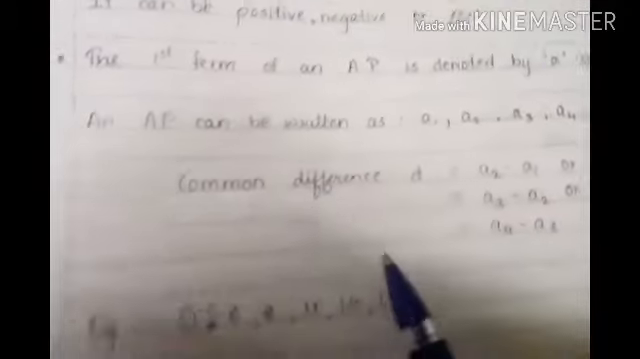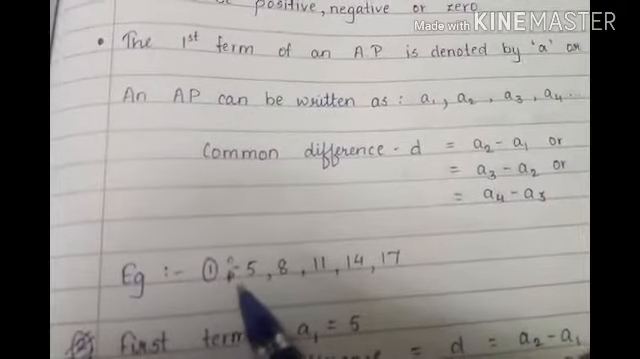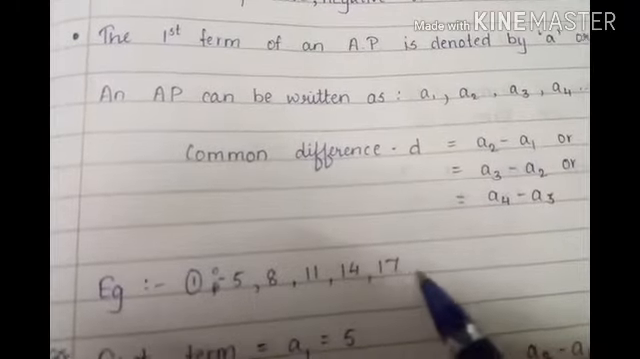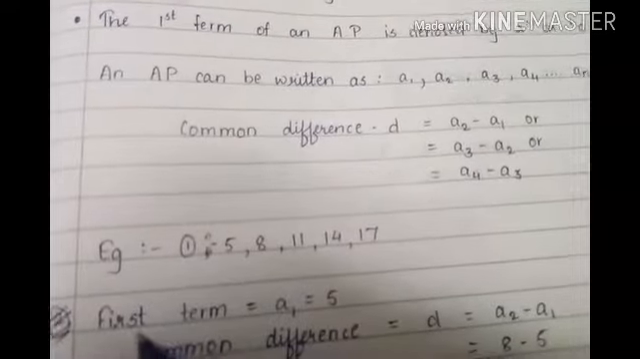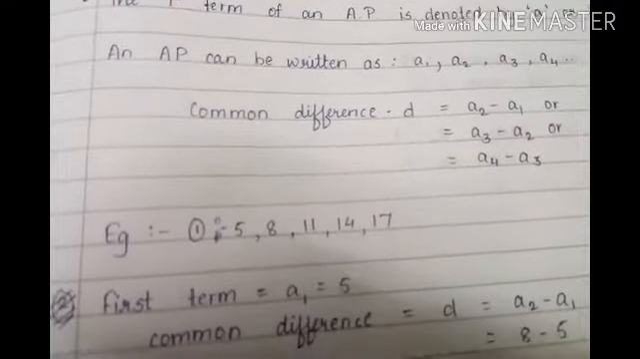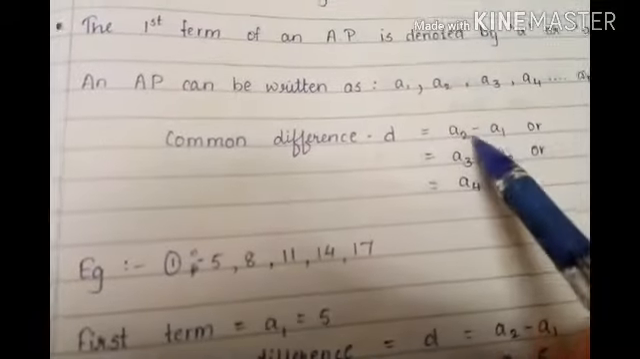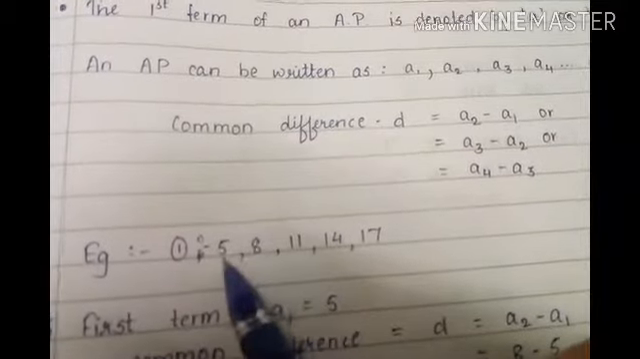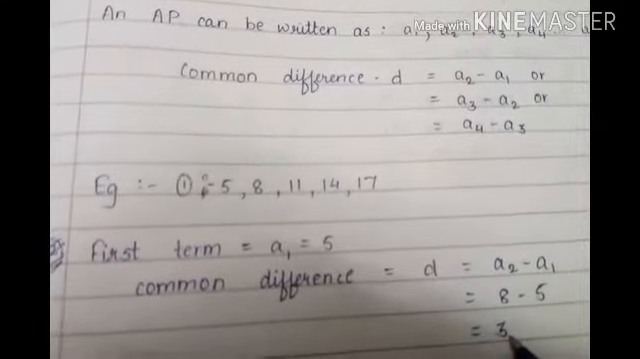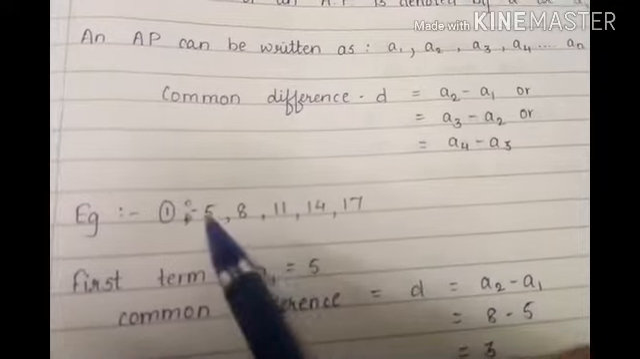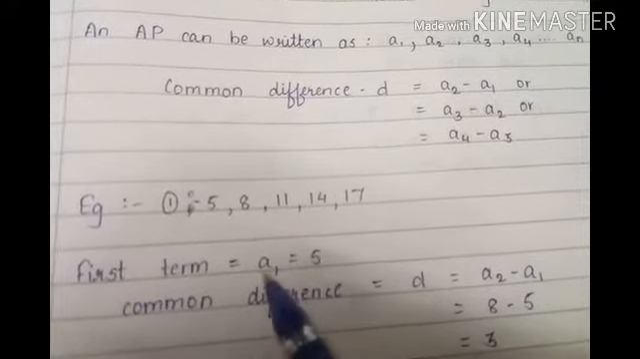Now this is the first example. There is an AP 5, 8, 11, 14, 17. This is an arithmetic progression. Which is the first term? The first term here is 5, so A1 equals 5. What is the common difference d? You can find it as A2 minus A1 or A3 minus A2. So 8 minus 5 gives you a common difference of 3. This is just an example to let you know what a or A1 is. You can write a equals 5 or A1 equals 5.